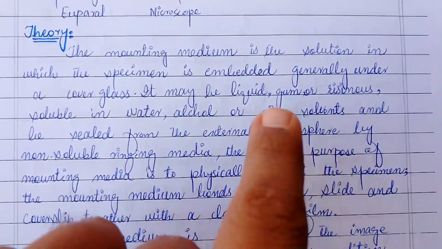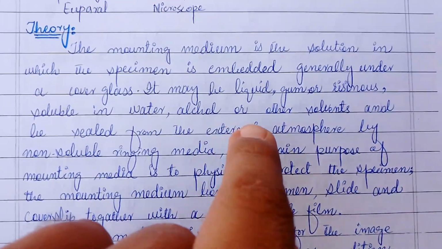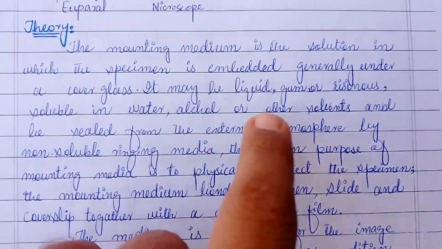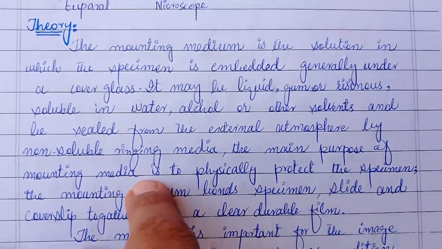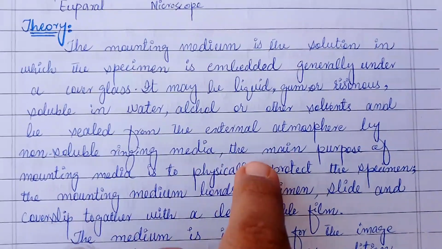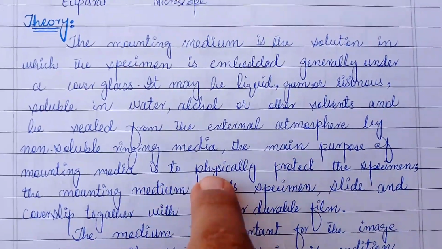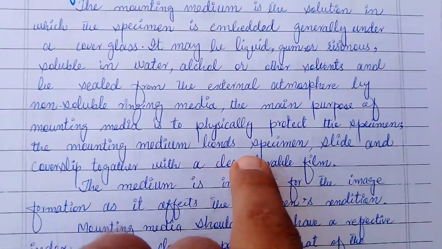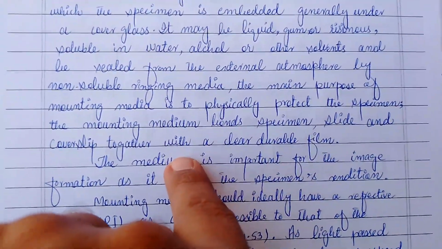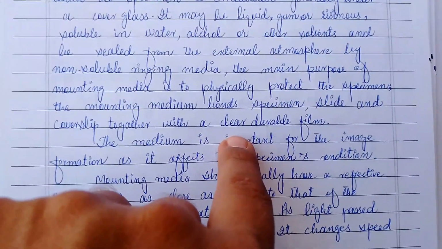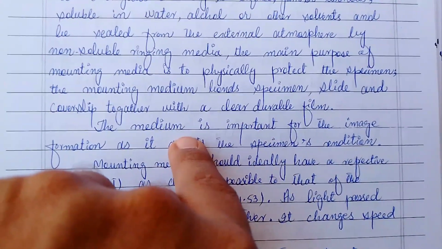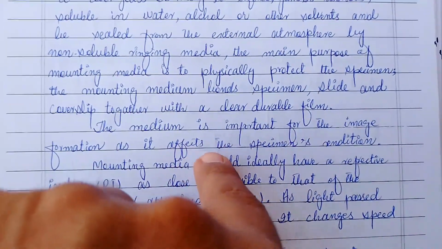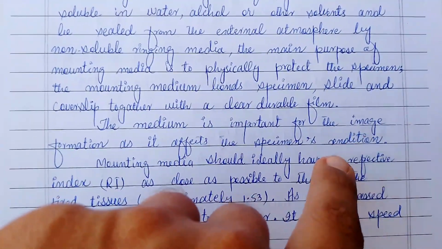It may be liquid, gum, or resinous, soluble in water, alcohol or other solvents. Seal the external atmosphere by non-soluble ring media. The main purpose of the mounting media is to physically protect the specimens. The mounting media bonds specimens, slide and cover slips together with a clear durable film. The medium is important for image formation as it affects the specimen's retention.